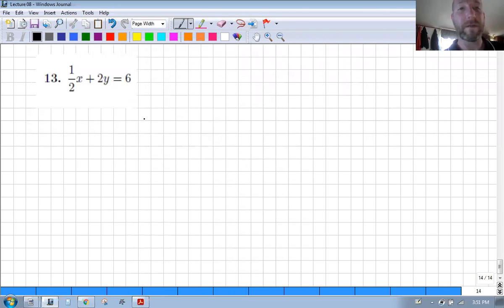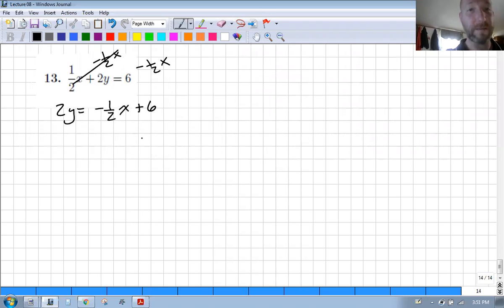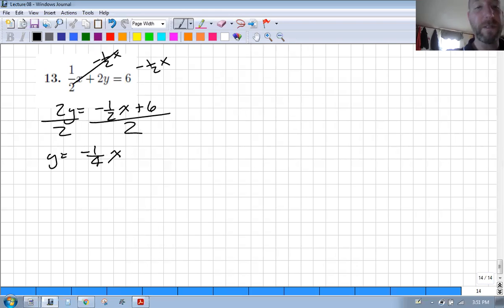All right, let's get our y by itself. Let's subtract a half an x from both sides. We have a 2y equals -1/2 x plus 6. Now we can divide everything by 2. Y equals a half divided by 2 would be a 1/4. And 6/2 is 3. So m is -1/4 and b is 3. M and b.